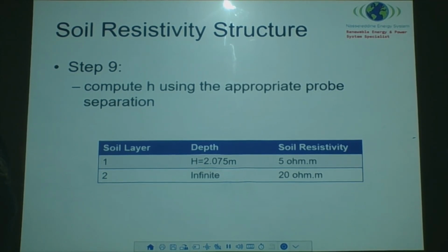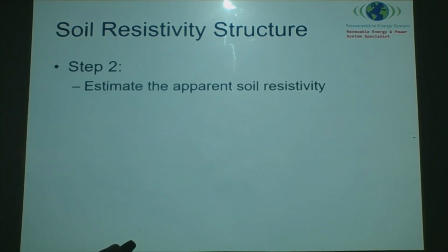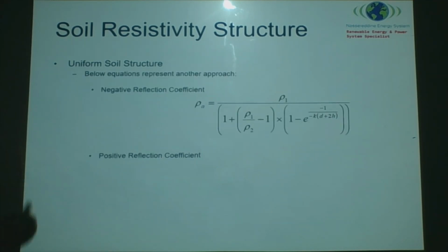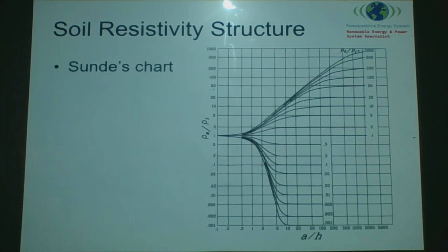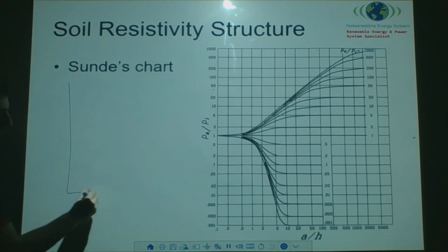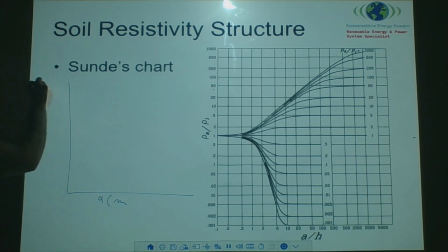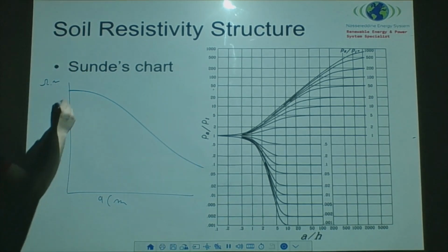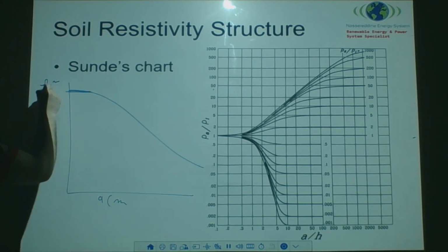Let's do another example. By doing another example, let's go back to the original Sunday graph. Went too far. So let's look at another example, guys. That's my A spacing in meters. That's my ohm per meters. Let's assume I have another one like this. This one, let's say 100 ohm per meters.